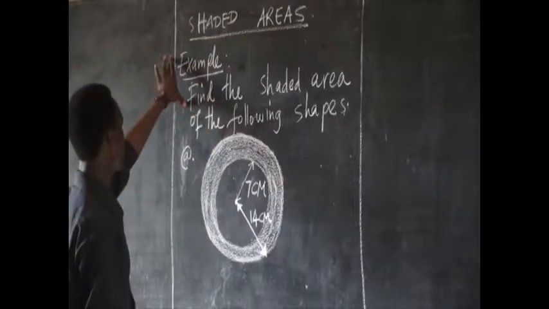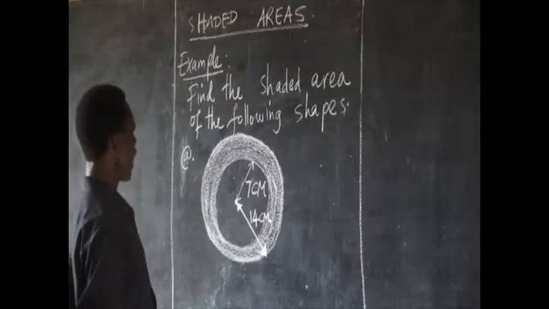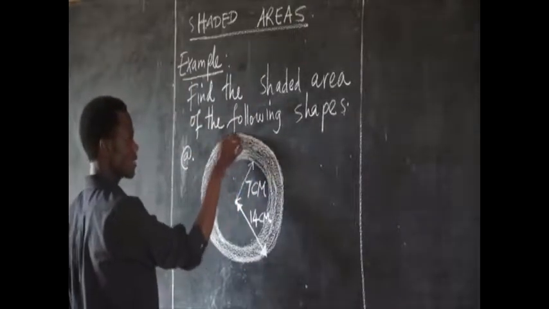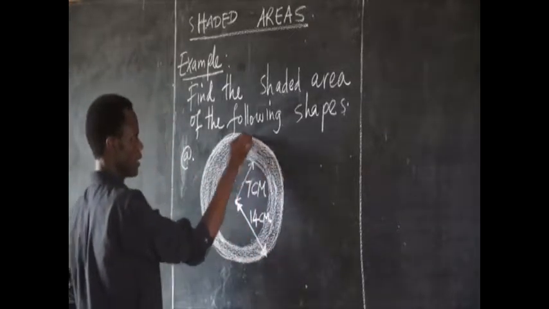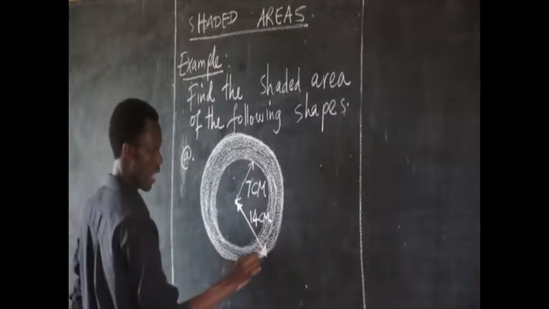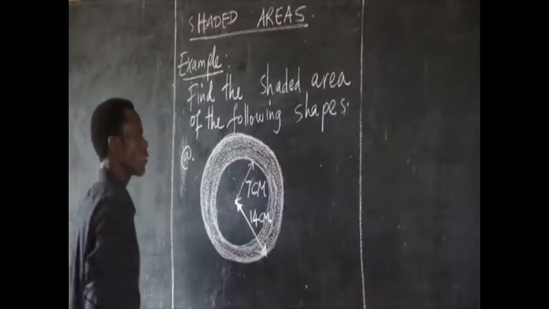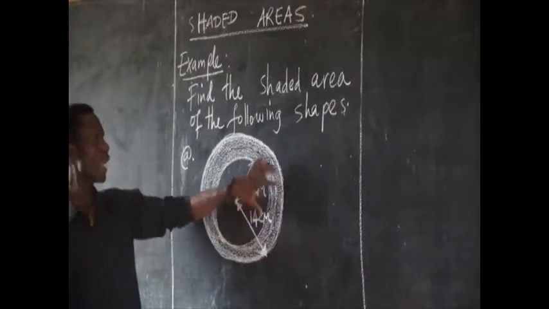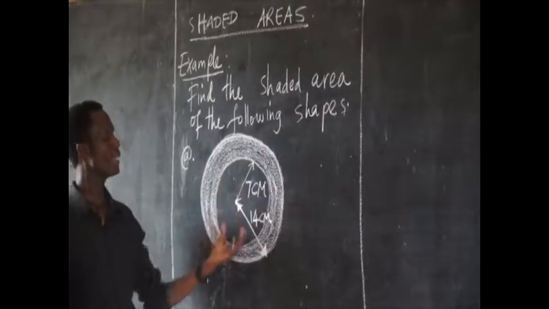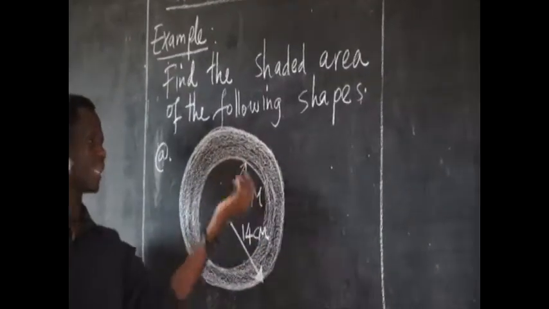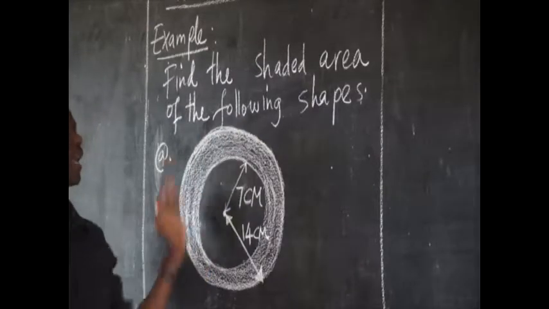Now, example, let us see some examples. Find the shaded area of the following shapes. Now when you look at this shape, you will definitely find out, we have two shapes here. The first shape, this is the big one. This is just bigger than the other. Now the second shape, this is a shaded shape. So in order to calculate the shaded area, we must find out the area of the whole circle. I mean, we have to find out the area of the whole circle, and then we find the area of the unshaded area, and then we just subtract this one from the area of the whole circle.